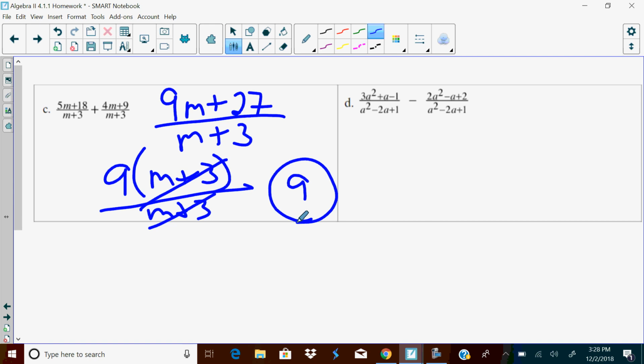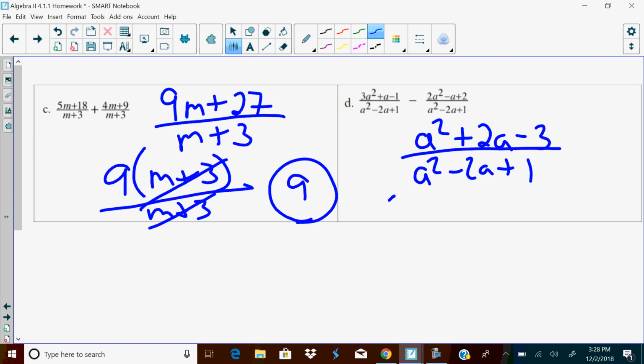So for D, I'm going to simplify first. So 3a squared minus 2a squared is just going to be a squared. A minus negative a is going to be 2a. And negative 1 minus 2 is going to be negative 3. All over a squared minus 2a plus 1.